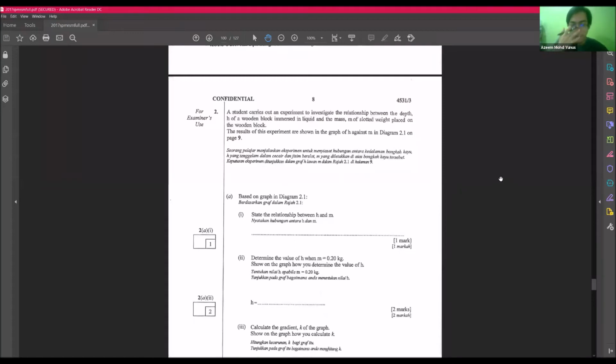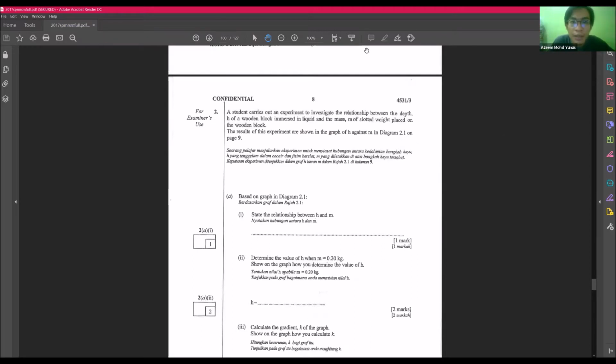We're going to continue with our revision still on paper 3, still on topic measurement regarding the analysis of the graph. But today we are going to discuss the question from SPM RSM 2017 paper 3.